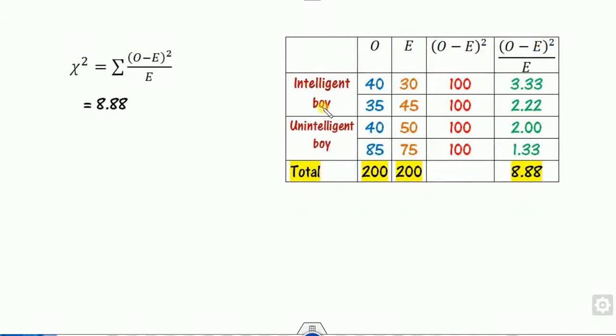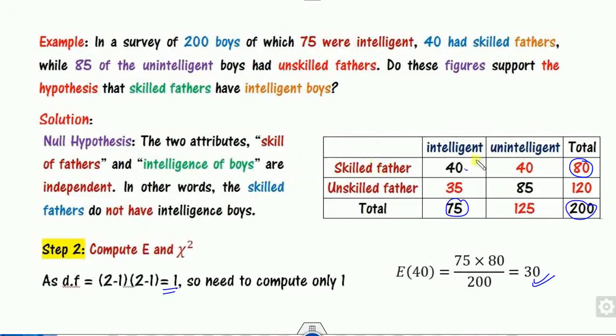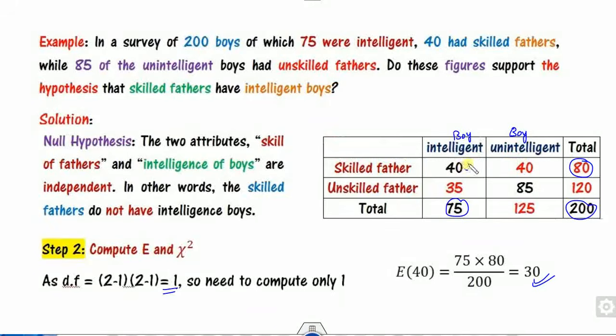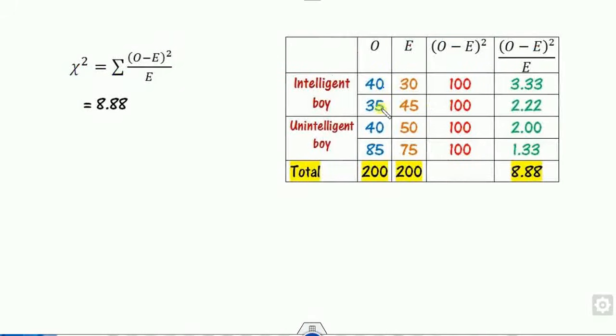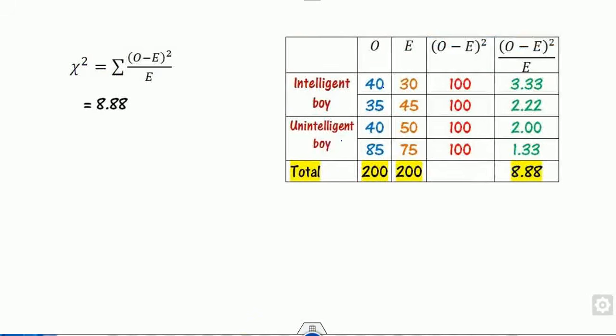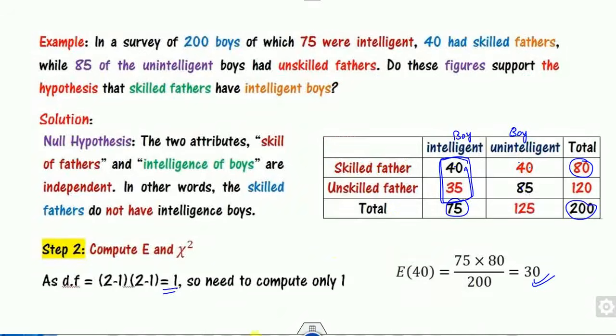Now you can compute the table. I can write intelligent boy, unintelligent boy in this way. You can write column wise also, or row wise, depending upon you. Now in this case I write intelligent boy. The values for the intelligent boy are 40 and 35, so I can write 40 and 35 instead of 40 and 40. Similarly for the unintelligent boys, 40 and 85. Now since I have calculated this value as 30, this value is my 45. This is 45, this is 120, this is 30, 50.